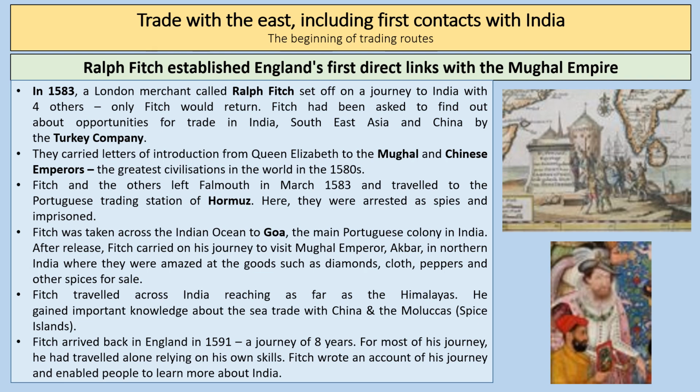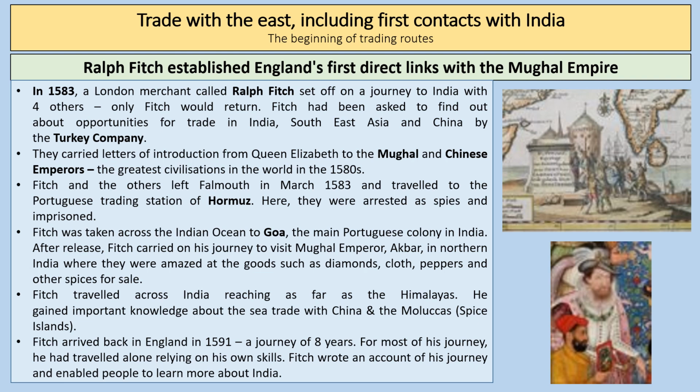They carried letters of introduction from Queen Elizabeth to the Mughal and Chinese emperors, with the greatest civilizations in the world in the 1580s. Fitch and the others left Falmouth in March 1583 and travelled to the Portuguese trading station of Hormuz. Here they were arrested as spies and imprisoned. Fitch was taken across the Indian Ocean to Goa, the main Portuguese colony in India. After release, Fitch carried on his journey to visit Mughal Emperor Akbar in northern India, where they were amazed at the goods such as diamonds, cloth, peppers and other spices for sale.